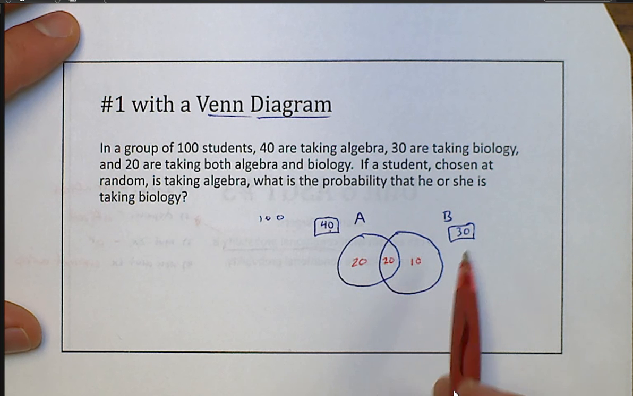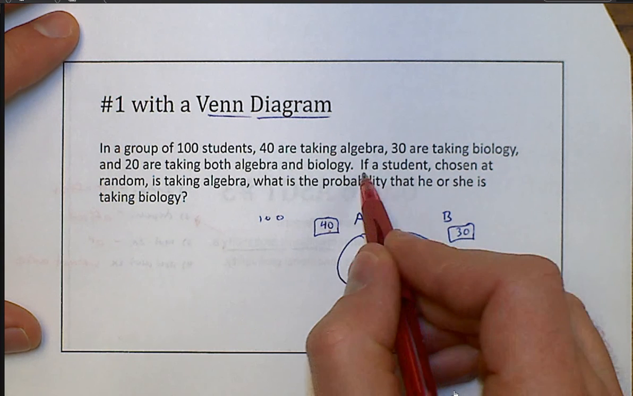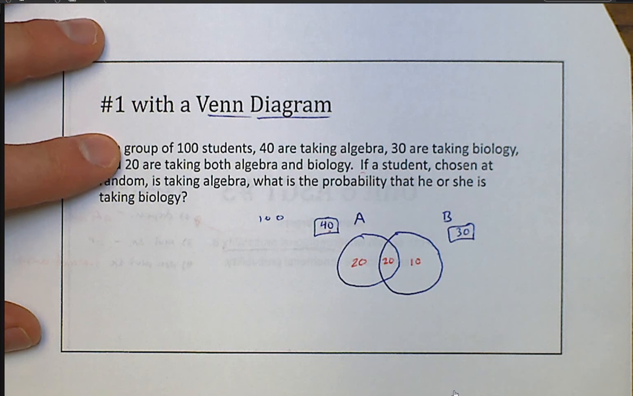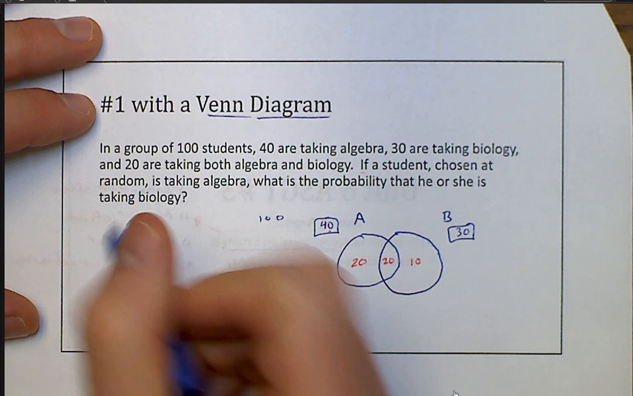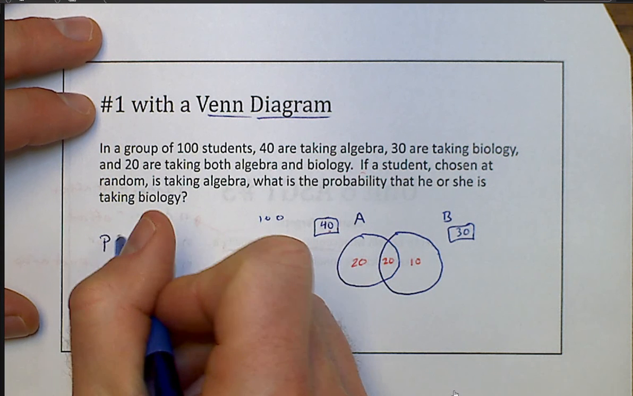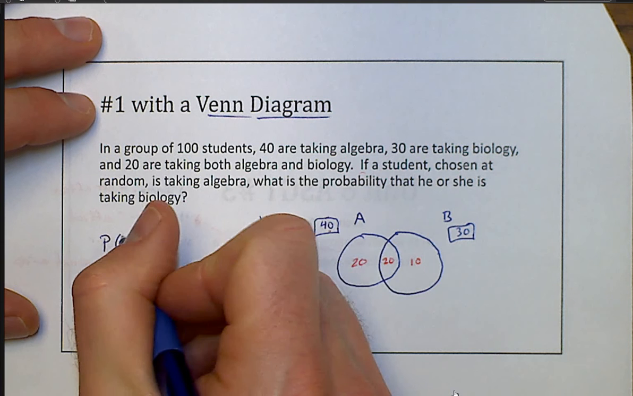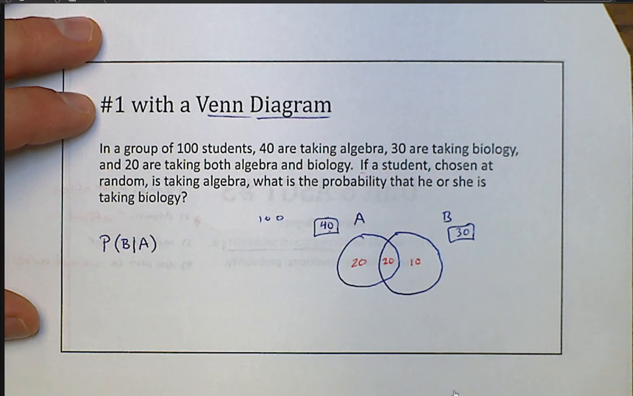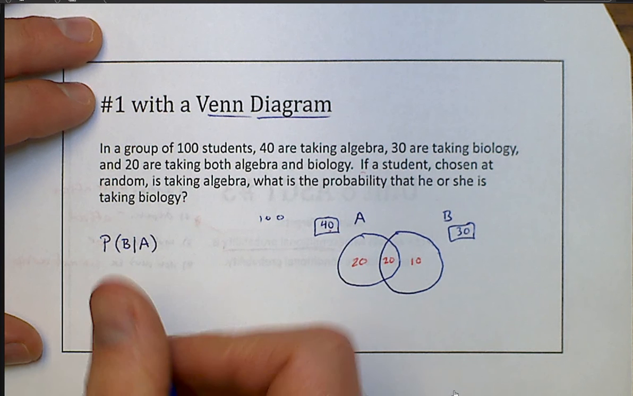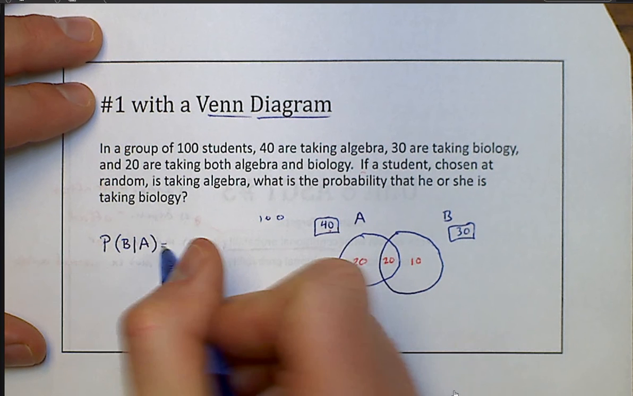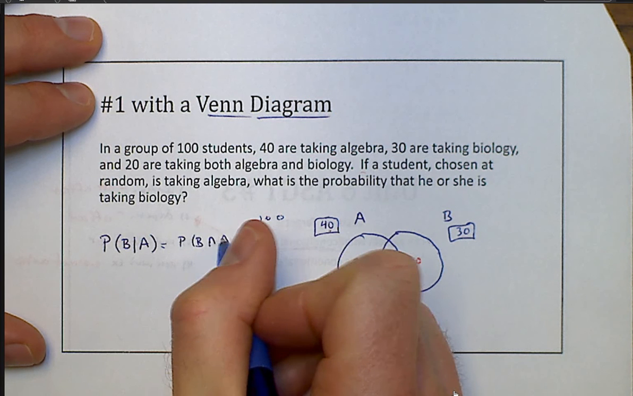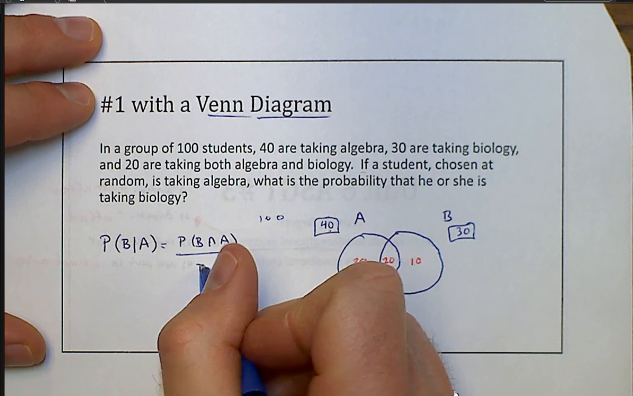So let's read the question starting here. If a student chosen at random is already taking algebra, what is the probability that he or she is taking biology? Well, let's put that into the notation. What's the probability that they're taking biology given that they're already taking algebra? That would be our setup. So it would look something like this if we were to write out the formula. The probability of the intersection of biology and algebra over the probability that they're already taking algebra.